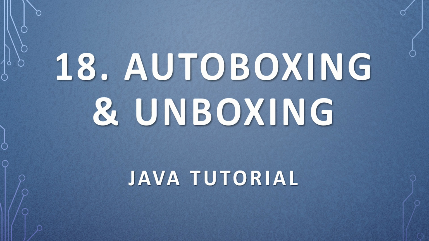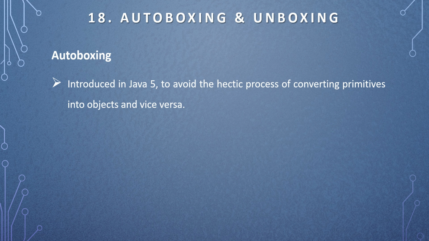Hello everyone. In this video, I'm going to share about autoboxing and unboxing concepts related to wrapper classes in Java. Autoboxing and unboxing features were introduced in Java 5 to avoid the hectic process of converting primitives into objects and vice versa. Since Java 5, we don't need to manually perform this conversion.